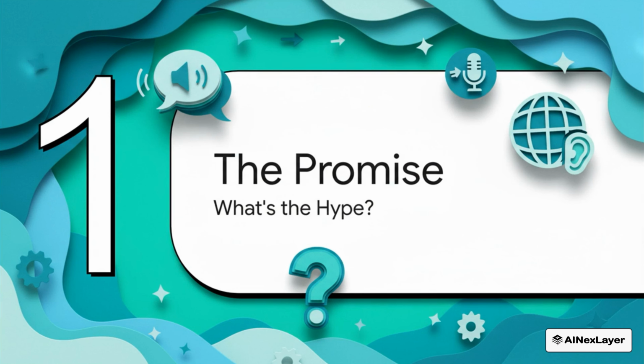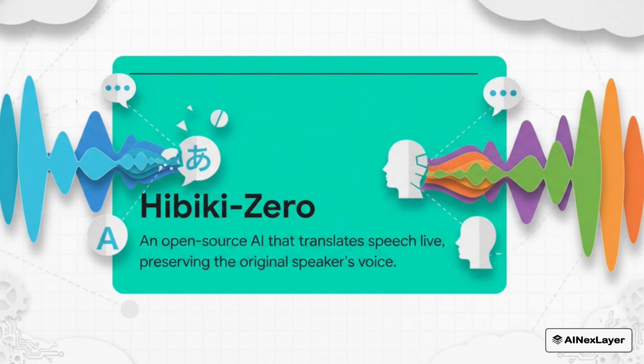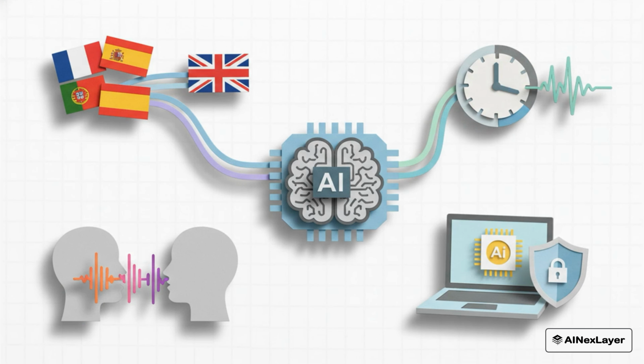So first things first, what exactly is the promise of Hibiki Zero? Let's break down all the hype. At its core, Hibiki Zero is a speech-to-speech translation model. So it's designed to listen to what you're saying, translate it, and then speak it out, all in one go. And the really crucial part is that it mimics your voice. This isn't just about changing words around, it's about translating your whole vocal identity. And here are the big selling points, all laid out.